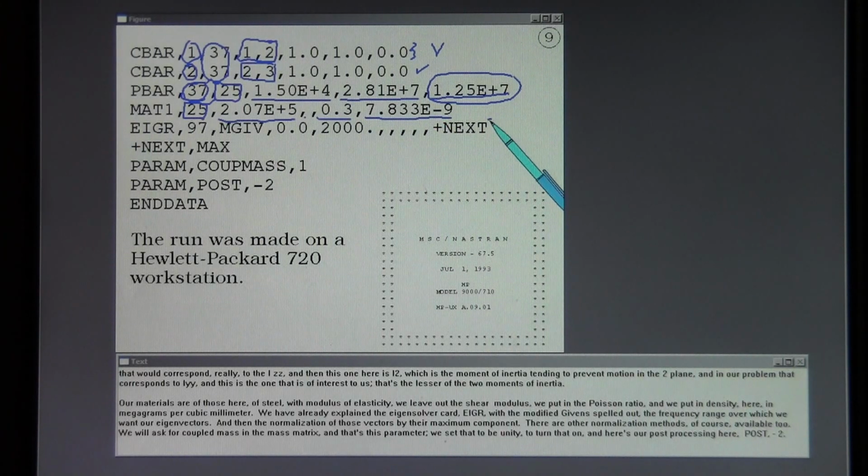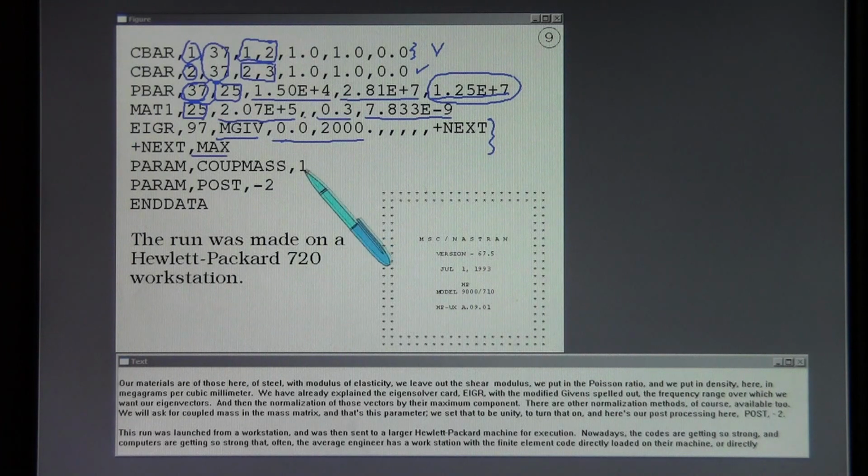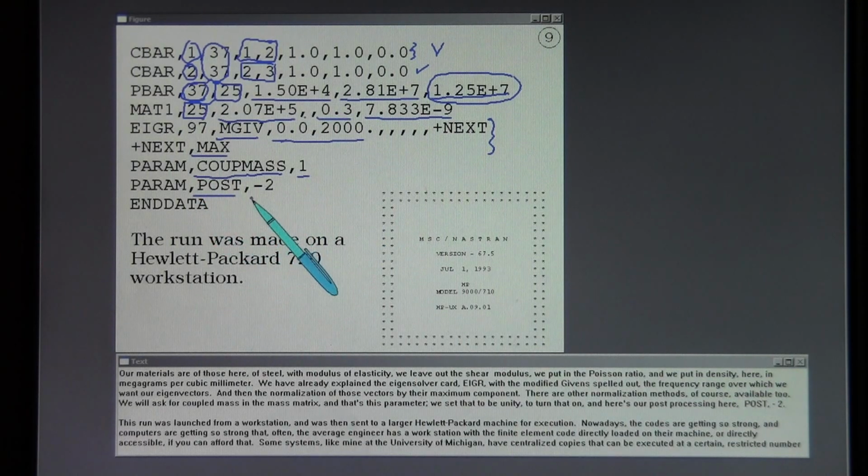We've already explained the eigensolver card, EIGR, with the modified givens called out, the frequency range over which we want our eigenvectors, and then the normalization of those vectors by their maximum component. There are other normalization methods, of course, available too. We will ask for coupled mass in the mass matrix, and that's this parameter. We set that to be unity to turn that on, and here's our post-processing here, post -2.